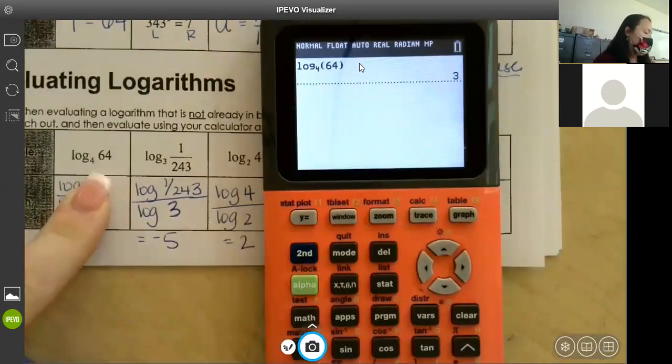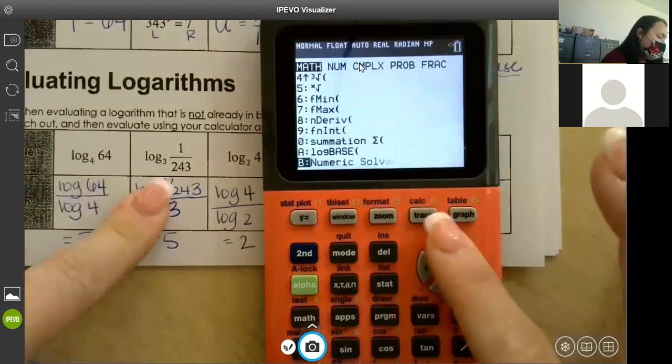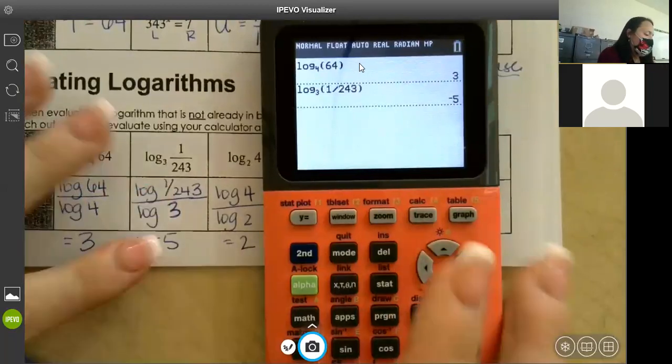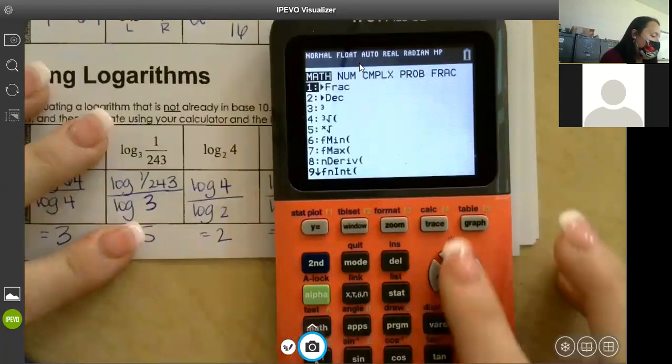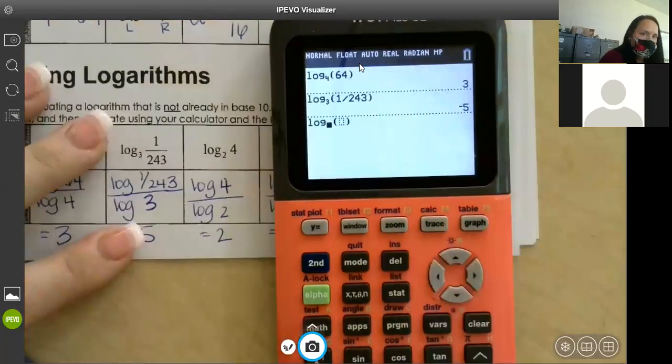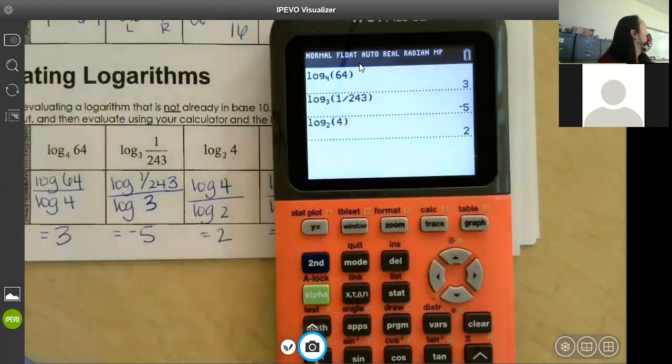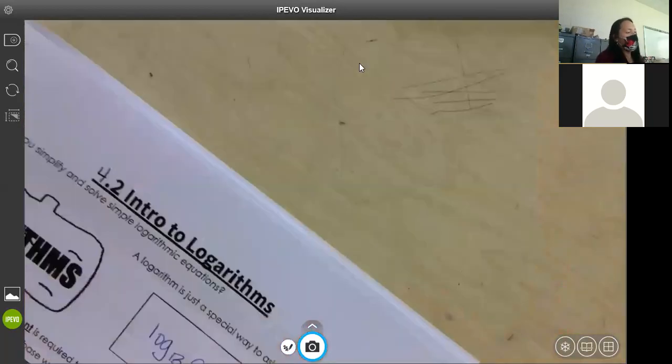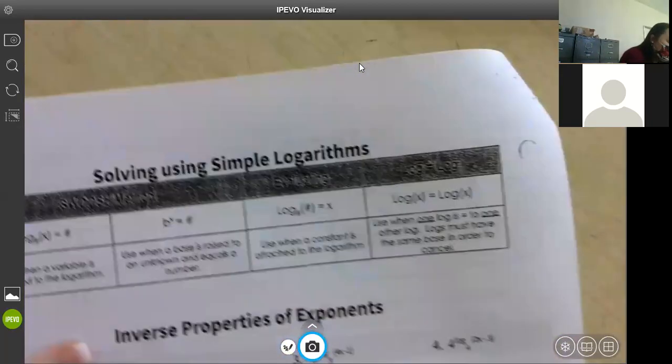Got it? If we look at the next one, math up to, we have log base 3 of 1 over 243. It already puts the parentheses and everything in for you, so you don't have to do anything. So one more time, math up 2, and you have 3 and 1 over 243, and you get -5. Pretty simple, right? Okay, you don't ever have to worry about using change of base. I just wanted to show you. The only thing you need to remember is if it's just log, so let me show you this one more time.